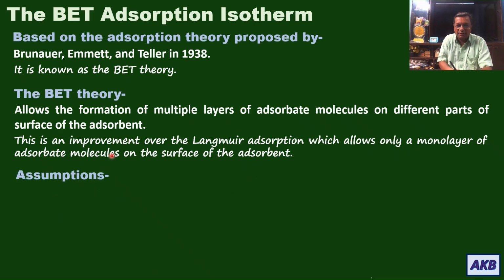Then, there were assumptions for the Langmuir adsorption isotherm. The derivation of the Langmuir equation was based on certain assumptions. Here also, the equation for the BET adsorption isotherm is based on certain assumptions. What are these assumptions? Let us understand.